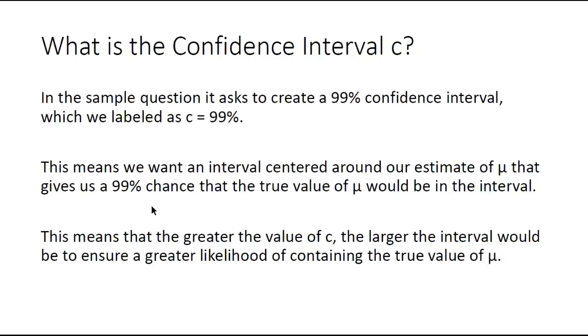What it means is the more confidence you're going to have in your interval, probably the larger the interval is going to be. The more effort you put into trying to guarantee you have the population mean, the more you need to be able to accept variation. So the larger the percent here, the larger the interval will be.